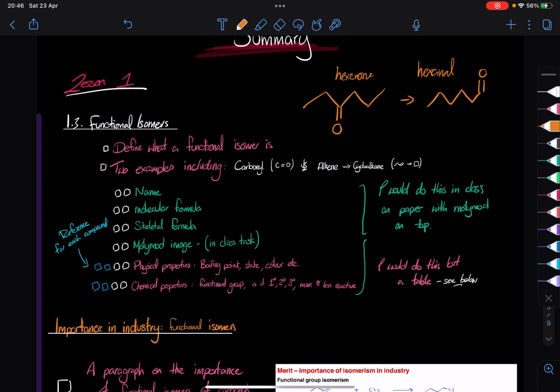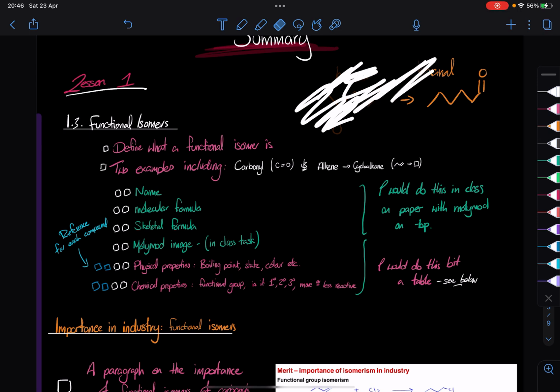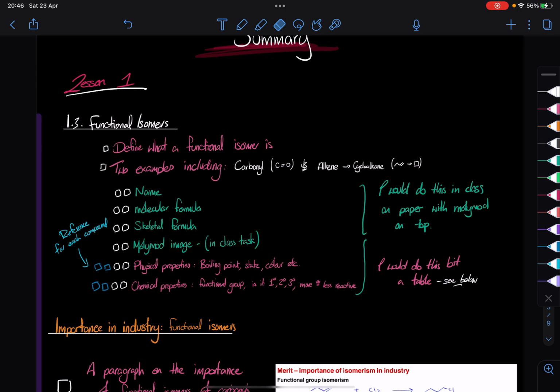The other example I'm interested in is one that's slightly weirder, and it's an alkene and a cycloalkane. And again, this all relates back to things we've done in Unit 5. So let's do that one there. And then the functional isomer of that, I'm going to make things a little bit easier. I'm just going to cheat.